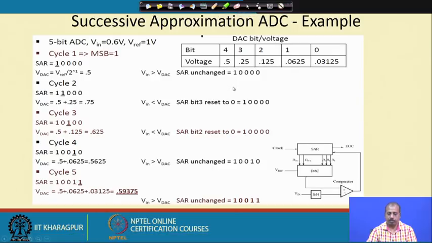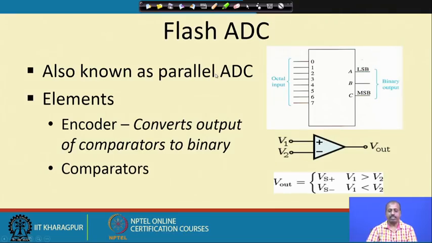Next we will be looking into the flash type ADC. In flash type ADC, as the name suggests, the conversion is done in a flash. So, all the bits are set simultaneously and this is a parallel type of ADC. The elements that we have here are an encoder that will convert the output of the comparators to binary, and a set of comparators.